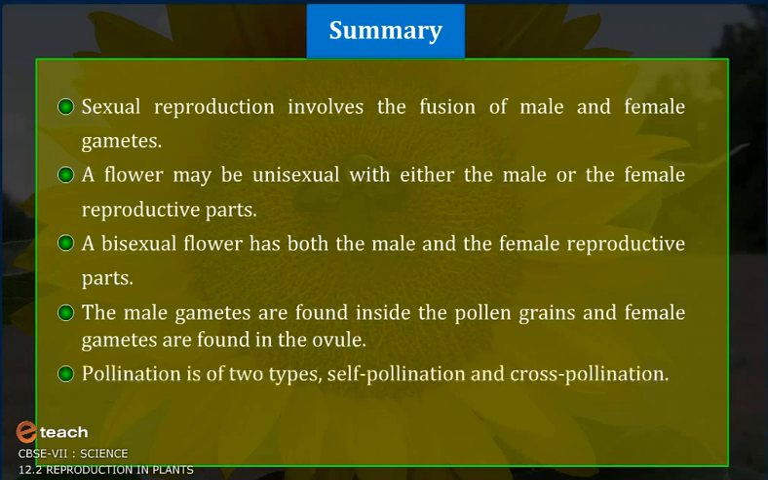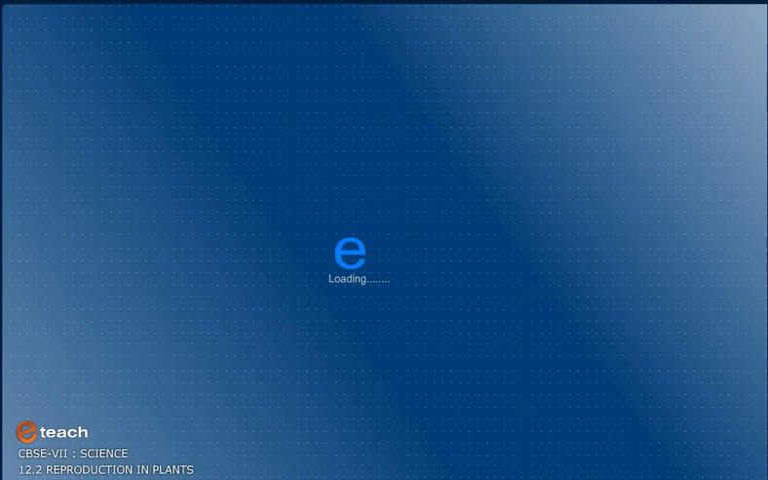Pollination is of two types: self-pollination and cross-pollination. That is all in this chapter, students. Learning is fun, isn't it?